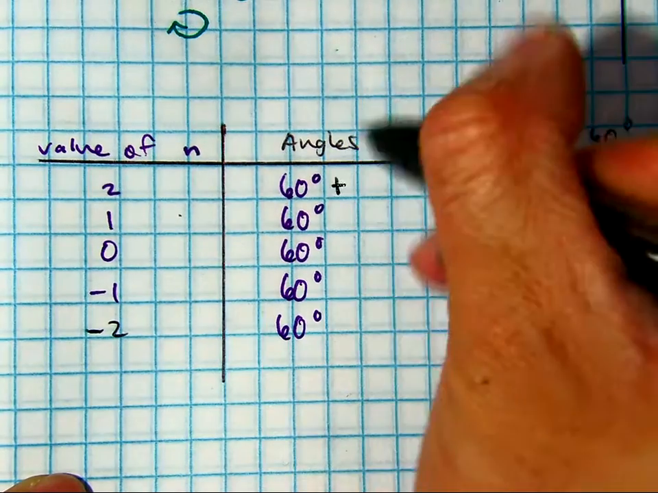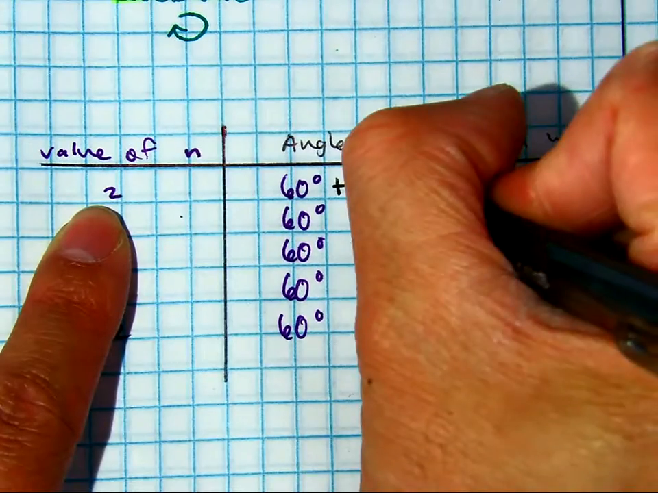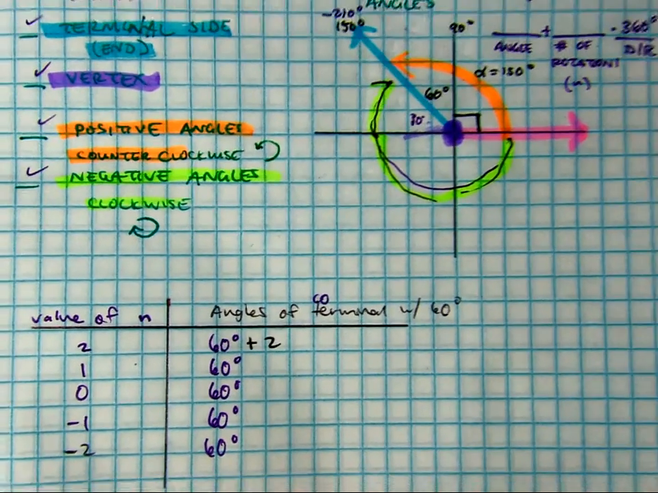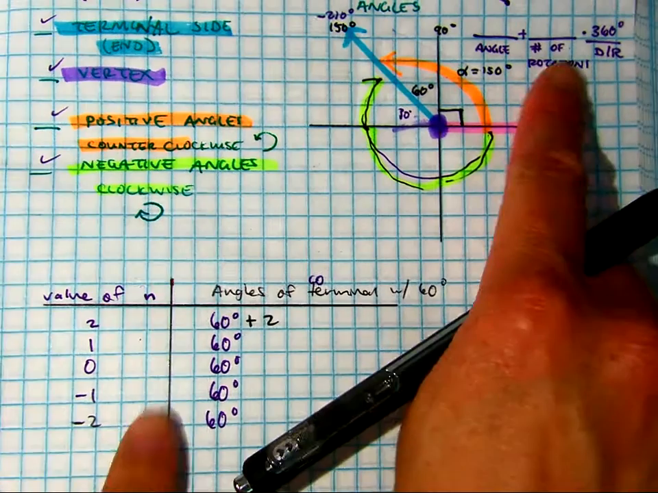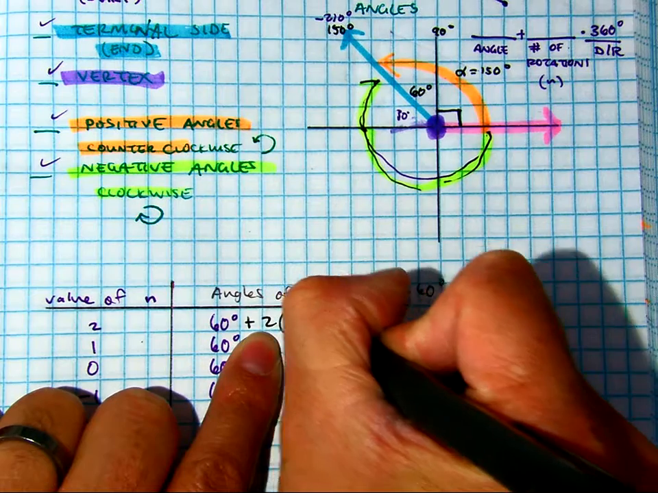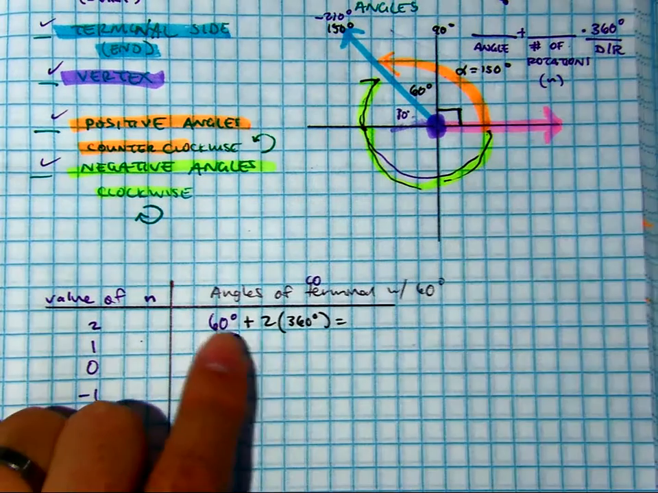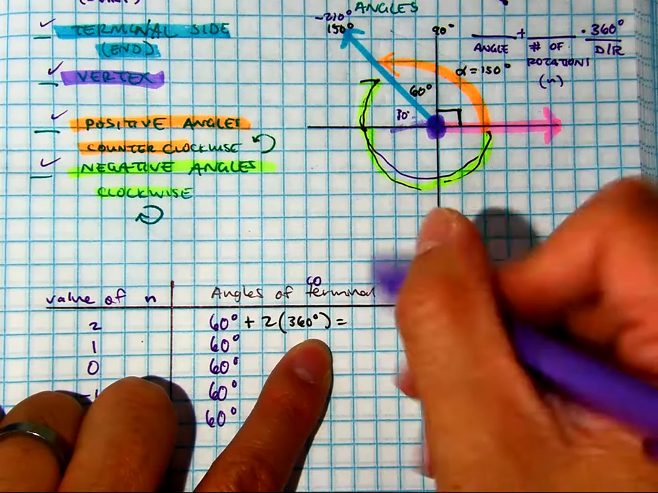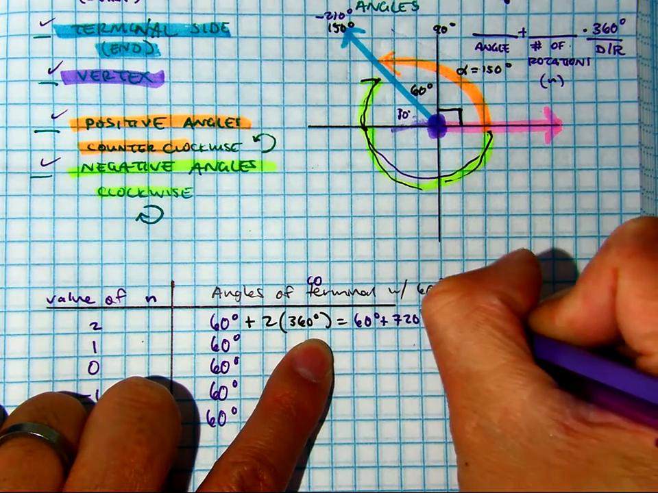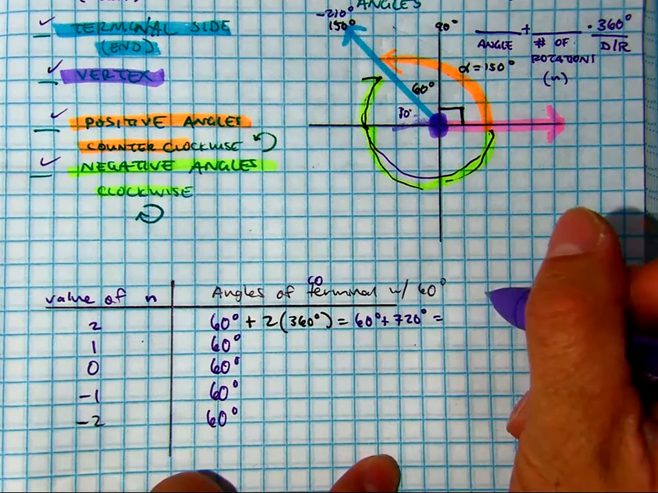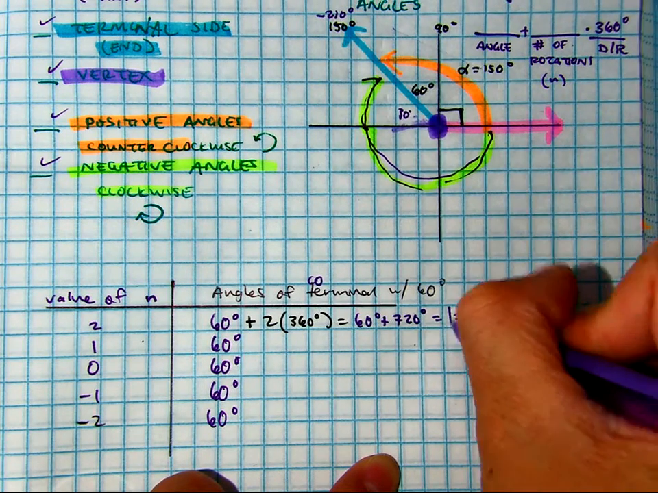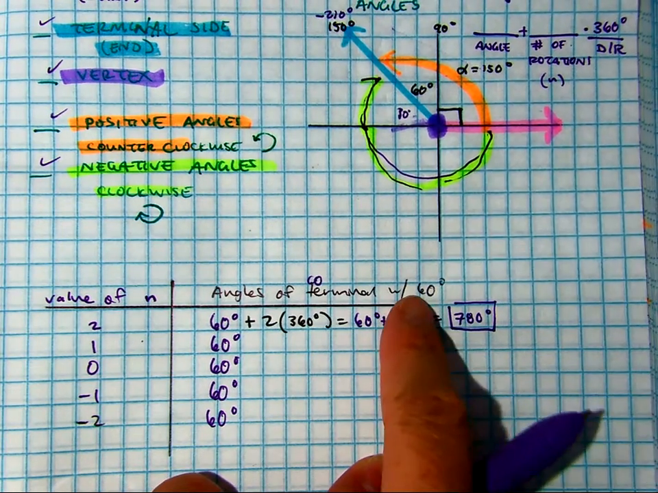Plus the number of rotations. So it tells you 2, and I'm just using that formula that we just wrote down. It's not really a formula, I'll tell you even a faster way of figuring that out. It's just 2 times 360 degrees. Class, 2 times 360 is 720, and 60 plus 720 is 780 degrees, which is coterminal with 60.